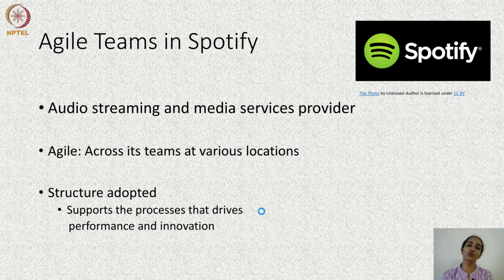Now, I would like to give you the example of an organization which has very successfully implemented Agile methodologies in its teams. And this is the audio streaming and media services provider with which we are all familiar, called Spotify. Spotify has successfully implemented Agile methodologies across its teams in various locations. But Spotify did not start out its life in this manner.